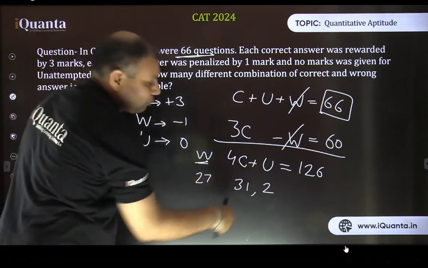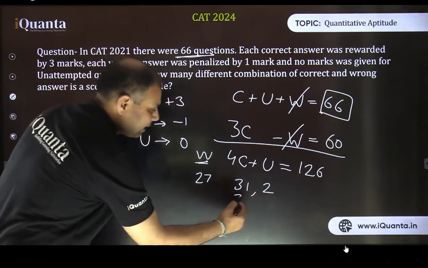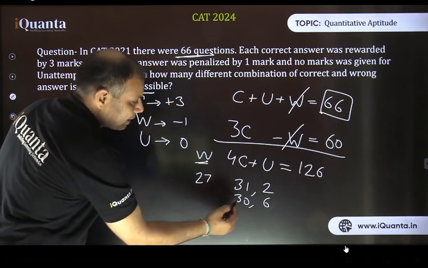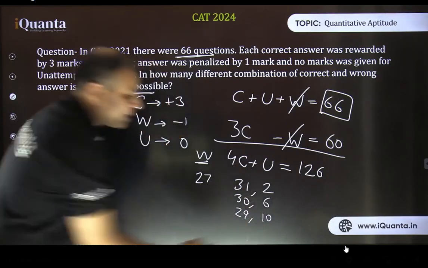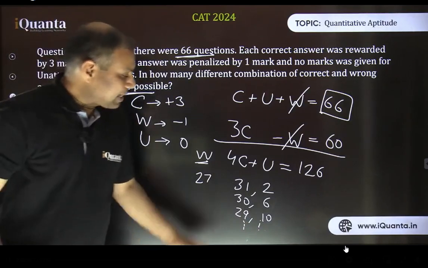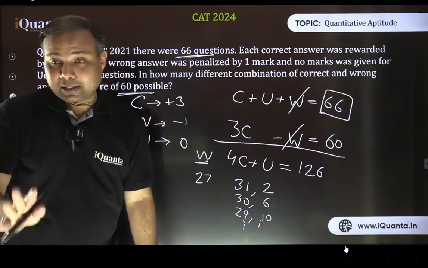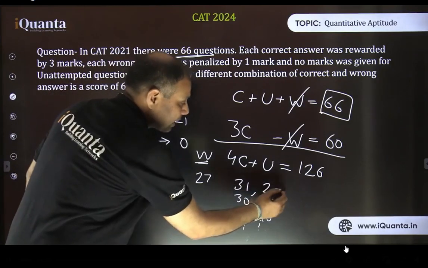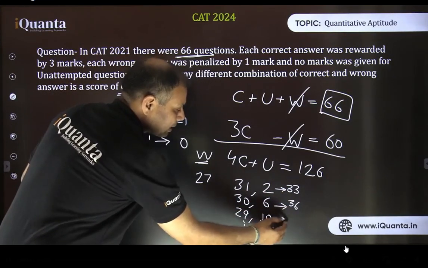Okay, so after 31, 2, what do we need to do? C is to be decreased by 1 and U will be increased by 4. So 30 and 6. Then again the same thing: decreased by 1 and increased by 4. That will make it 29 and 10. But do we need to write every time? No need to write, just see the pattern. Every time we are subtracting 1 and adding 4. As I was saying, the sum should not exceed 66. That is the constraint. Right now, in the first case, the sum is 33. In the next case it would be 36. In the next case it is becoming 39.